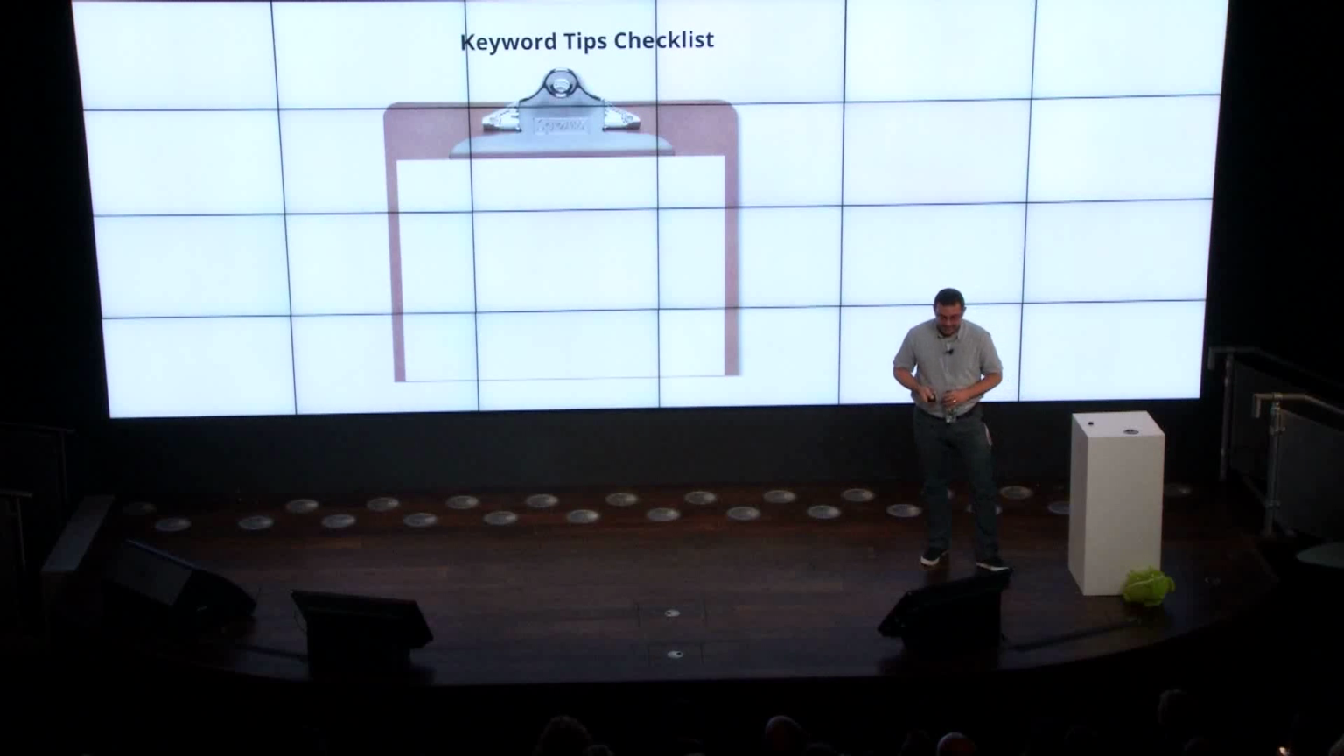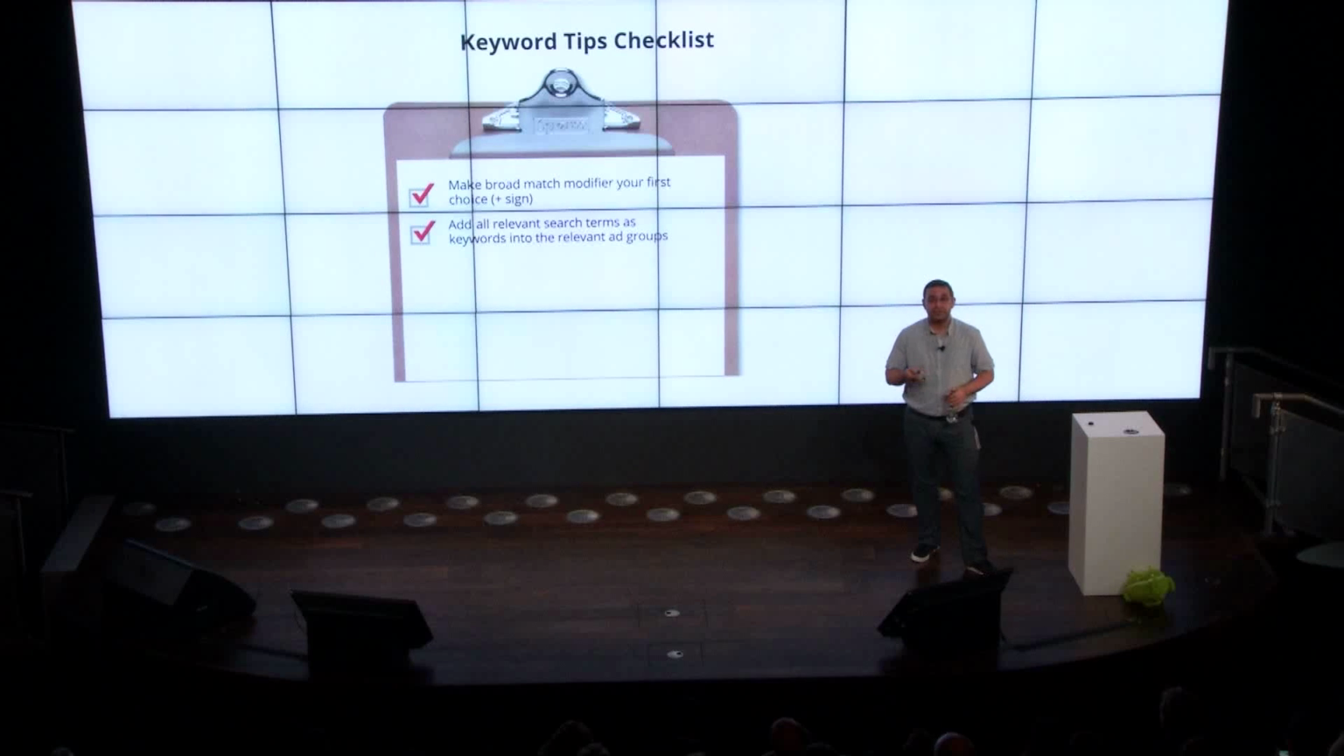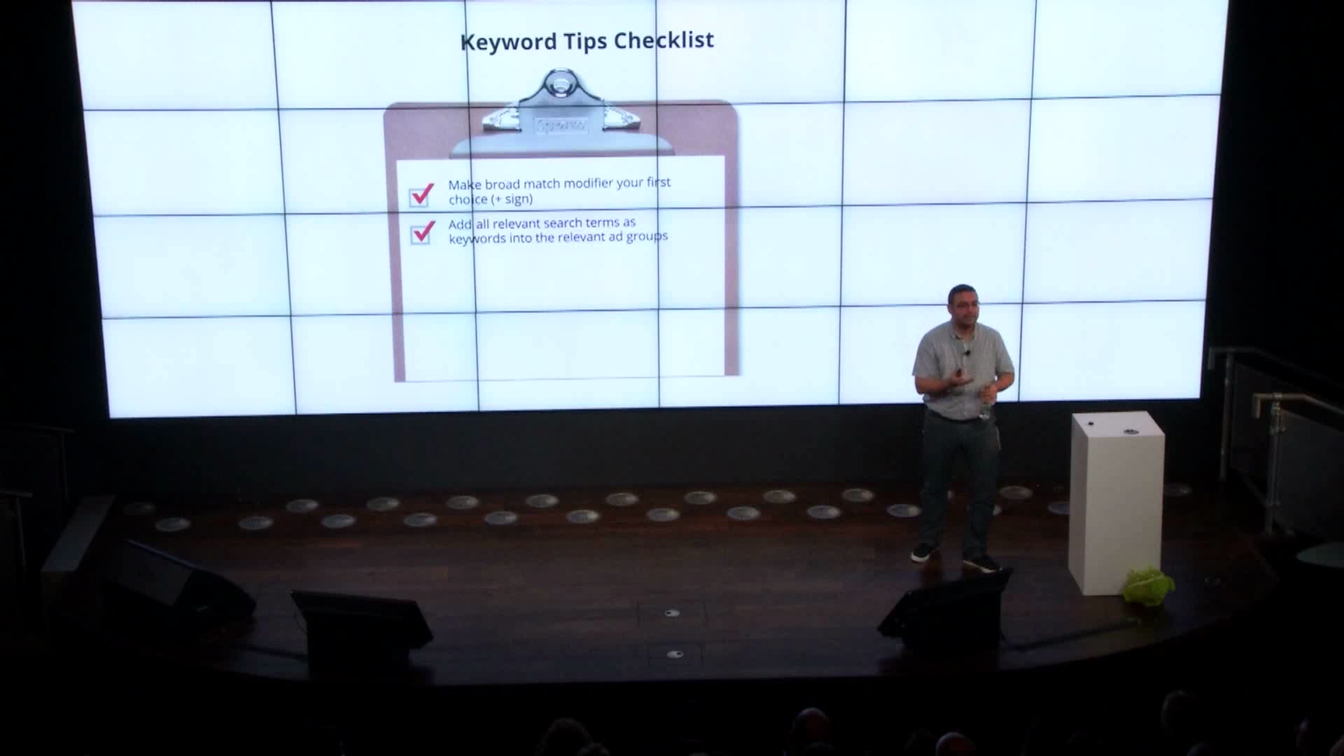OK, here's the keyword tips checklist. Make broad match modifier your first choice, especially if you want to get direct response and conversions as soon as possible. It's the plus sign. And add all relevant search terms as keywords into relevant ad groups. When you discover some new keywords, new search terms, that are not in your ad group, and if you think that they are relevant, add them. Because when you add them, if it matches the search query, the user's term, your quality score will be better. Even though minimal, it will still bring you some savings in terms of CPC and a great benefit to the quality score.